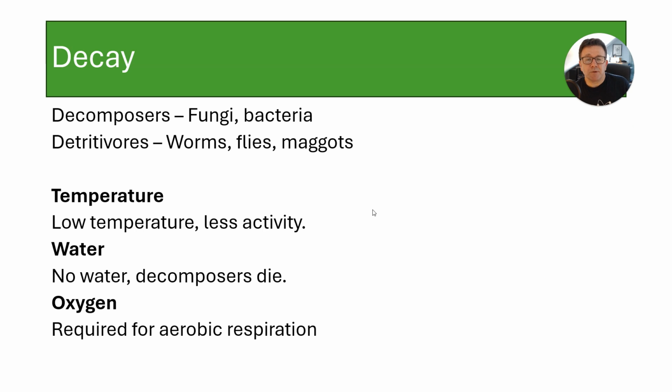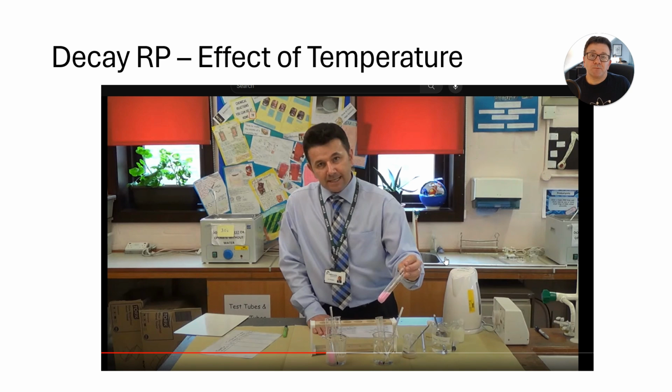Decay, decomposers: fungi, bacteria, detritivores, worms, flies and maggots. Decay is controlled by temperature, water and oxygen. You just need to remember those three things. Again, required practical, the last required practical, there's lots in this paper, is the decay required practical. I'm looking quite scary there. I don't know what I was thinking about there. So I'm using an indicator called phenolphthalein. So again, worth checking out the video.